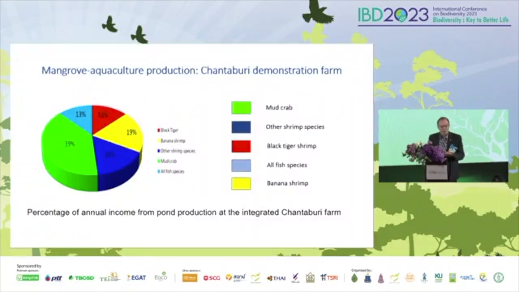And you can see again, the mud crab comes up very much as a dominant product from the integrated mangrove crab pond in Chanthaburi, with other species also contributing very significantly to the total annual income of the farmer. The other species of shrimp being white shrimp. The black tiger shrimp was never as successful in Chanthaburi as in Vietnam. I think probably there were too many predatory fish, but his income from mud crab was very good.